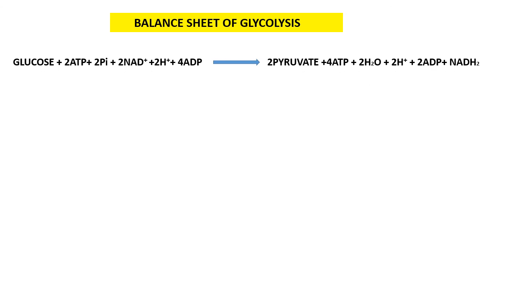In glycolysis, one molecule of glucose plus 2 ATP plus 2 inorganic phosphate plus 2 NAD positive plus 4 ADP will produce 2 pyruvate plus 4 ATP plus 2 water plus 2 hydrogen ions and 2 ADP and 2 NADH.